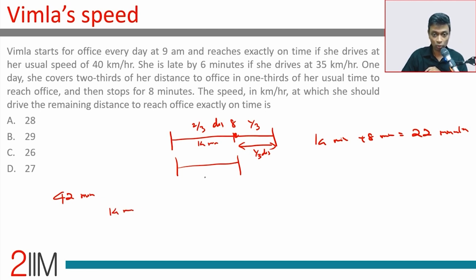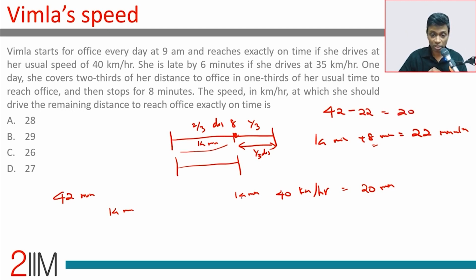Fine. Now this 14 minutes worth travel at 40 kilometers per hour. She has to now cover this in 20 minutes. How did we get 20 minutes? Her total time taken is 42. She spends 14 minutes covering this, 8 minutes as a break. Totally 22 she has consumed. 42 minus 22 is 20.